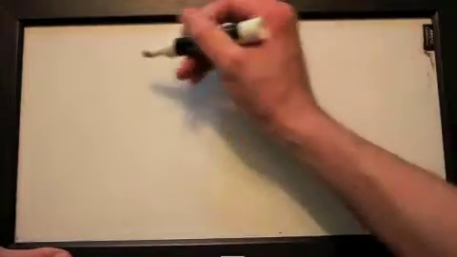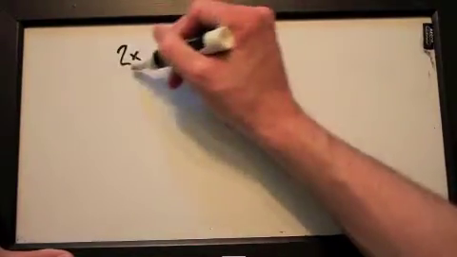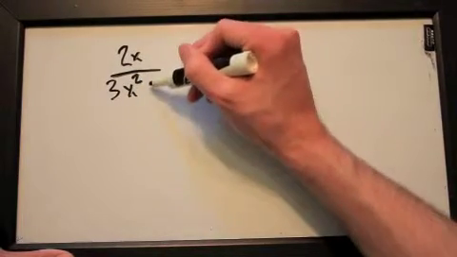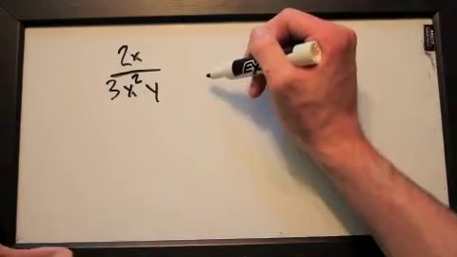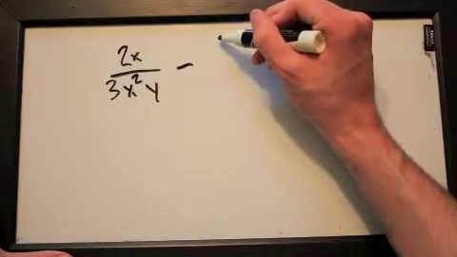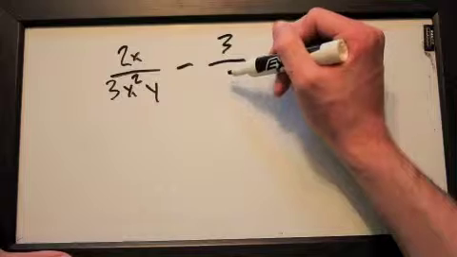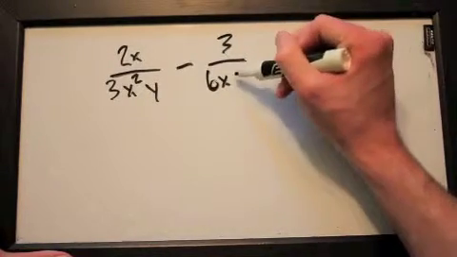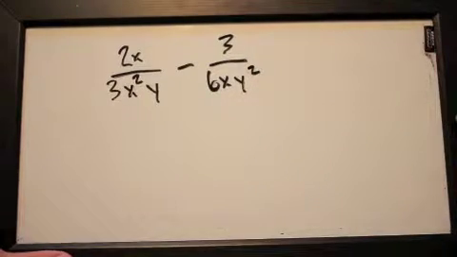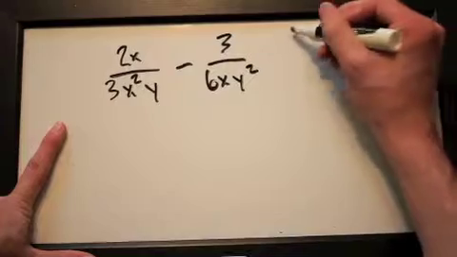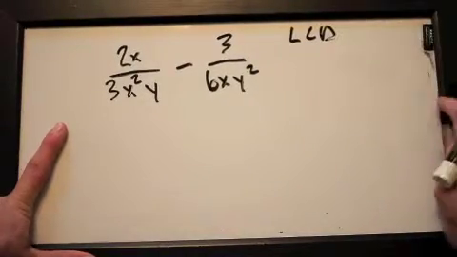Let's go with 2x over 3x squared y, and let's subtract 3 over 6xy squared. Okay, so again, first thing we're going to find is the least common denominator.